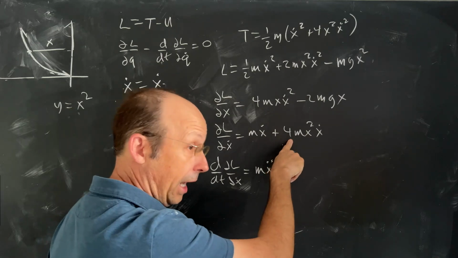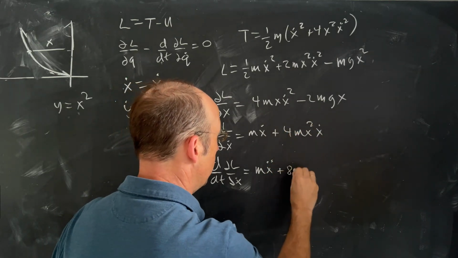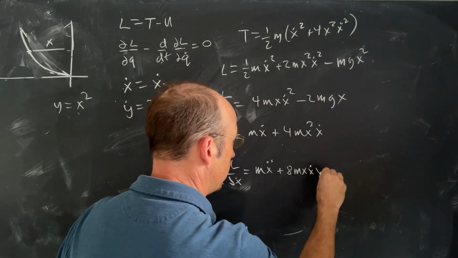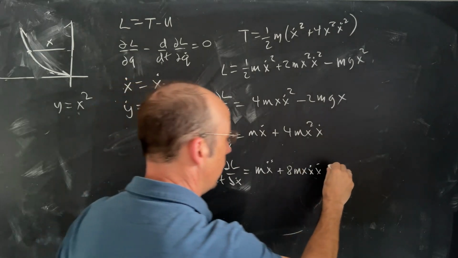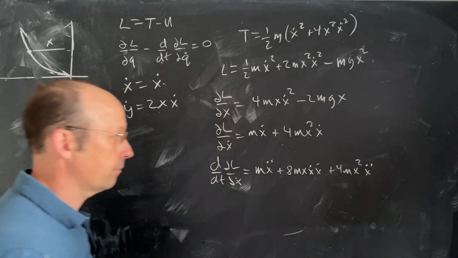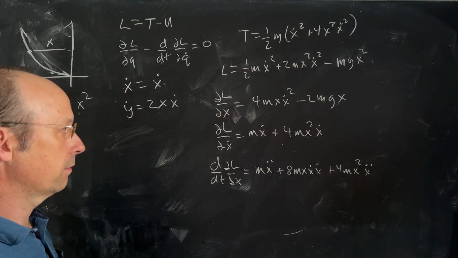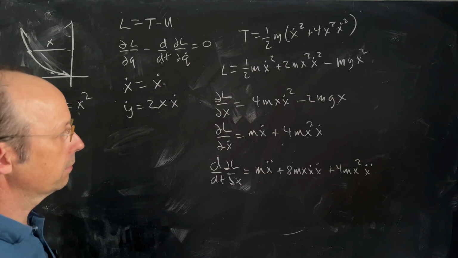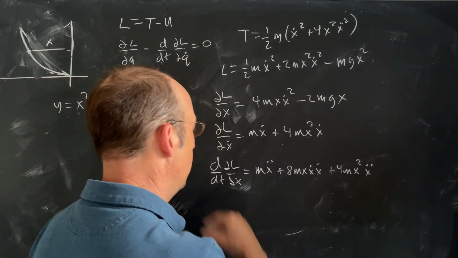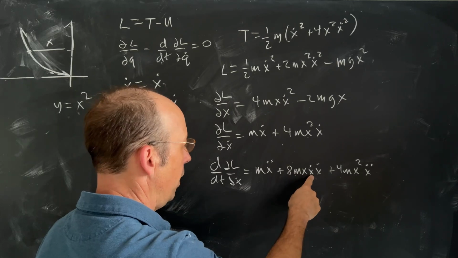Now this term, I have a product rule. So let's do the x first. I get 2 times 4, so plus 8mx, and then I have to take the derivative of that, so I get x dot. And then I had another x dot right there. And then I need to take the derivative of that, so I get plus 4mx squared x double dot. That looks wrong. I feel wrong right now because this is 8mx x dot squared.